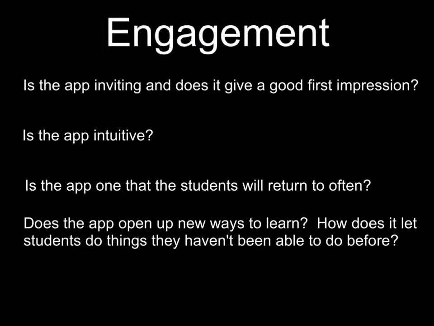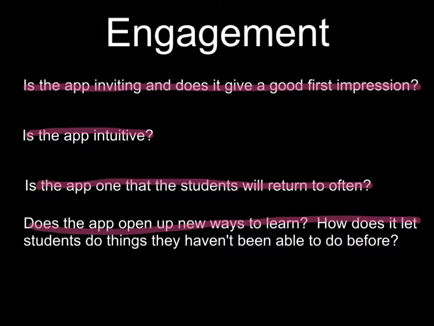The first of the 5 components is engagement. In order to determine if Counting Together is engaging for students, we will explore the following questions. Is the app inviting and does it give a good first impression? Is the app intuitive? Is the app one that the students will return to often? Does the app open up new ways to learn? How does it let students do things they haven't been able to do before?